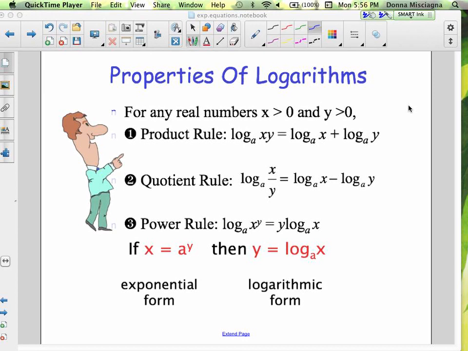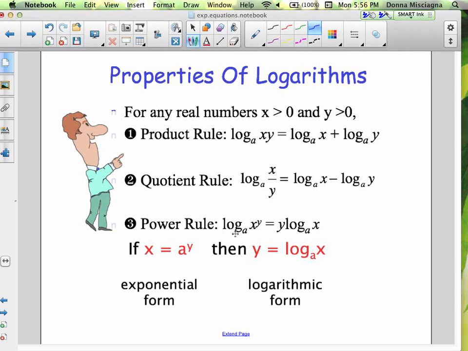If we have the log in any base of a product, that's equal to the sum of the logs. Quotient rule. If we have the log of a quotient, that's equal to the difference of logs. And then power rule.